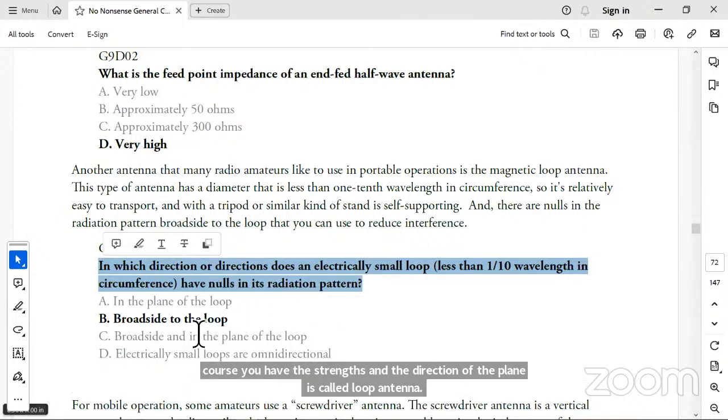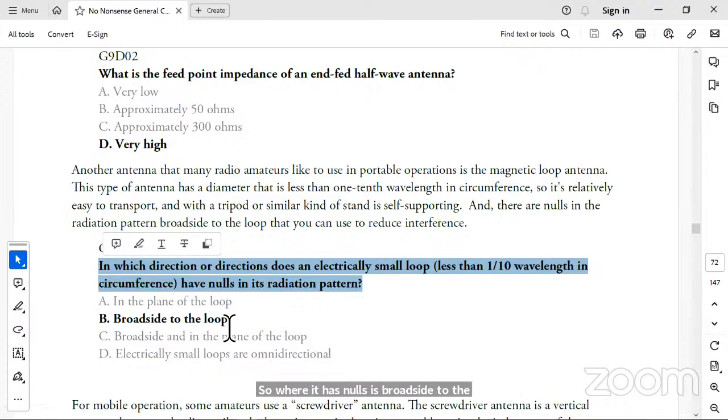Where it has nulls is broadside to the antenna. So it's broadside to the loop is the answer.